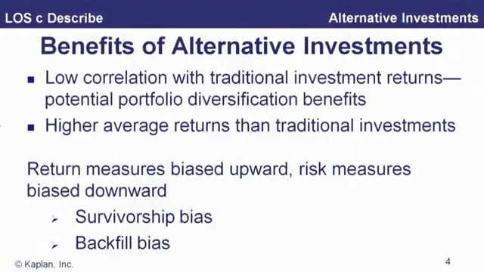Well, we should take a look at the potential benefits of alternative investments. One is, to the extent that they have low correlations with returns on traditional investments, they're going to offer portfolio diversification benefits, risk reduction benefits. And in some cases, there's been evidence that the average returns are higher than traditional investments. Now, the return measures for these, we believe, are biased upward, and the risk measures are biased downward. And that's because of some bias in the data sets that they're using.